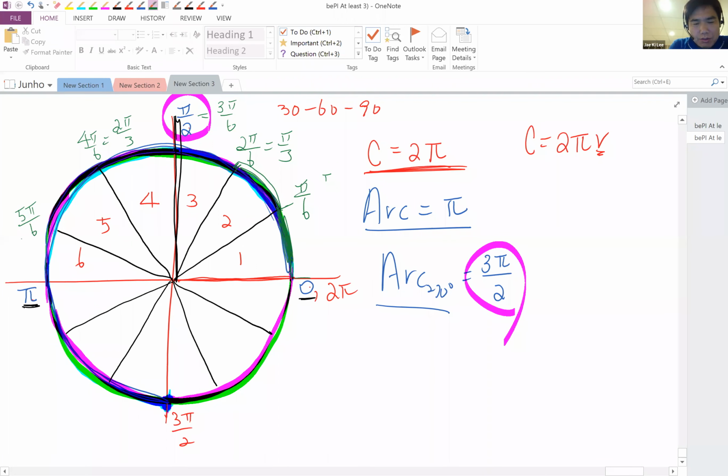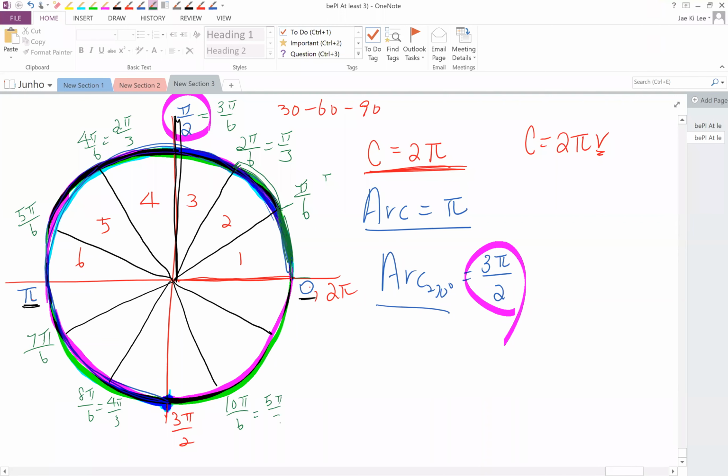Okay. Then this becomes 7 pi over 6. Now 8 pi over 6, which means 4 pi over 3. So 9 pi over 6 becomes 3 pi over 2. 10 pi over 6, which means 5 pi over 3. Now 11 pi over 6, basically.